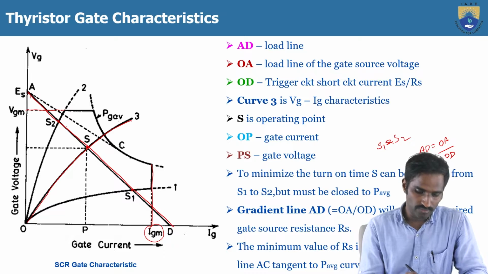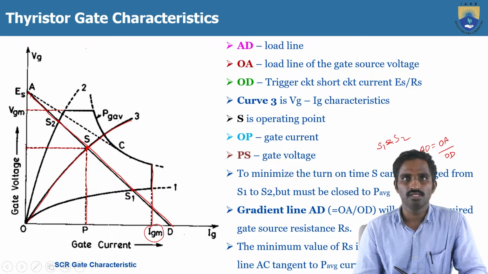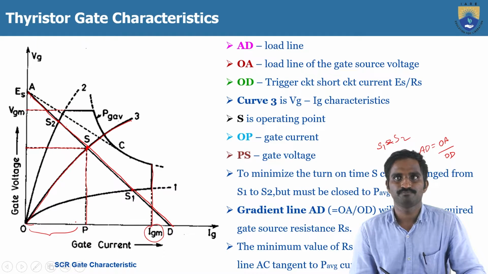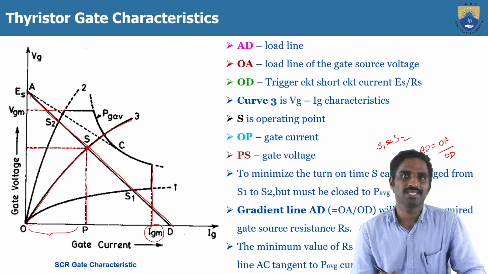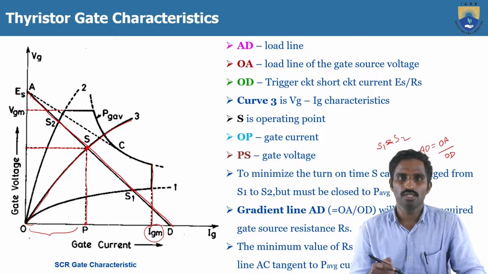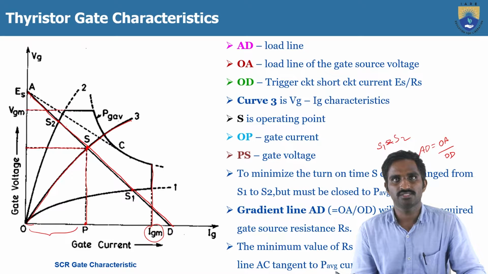Another point: from S, if you draw a straight line to the x-axis and another straight line to the y-axis, then the value OP represents the gate current. If you want to minimize the turn on time, you must give the gate current OP, so that you can turn on the thyristor as fast as possible. So this is about the gate characteristics of a thyristor.